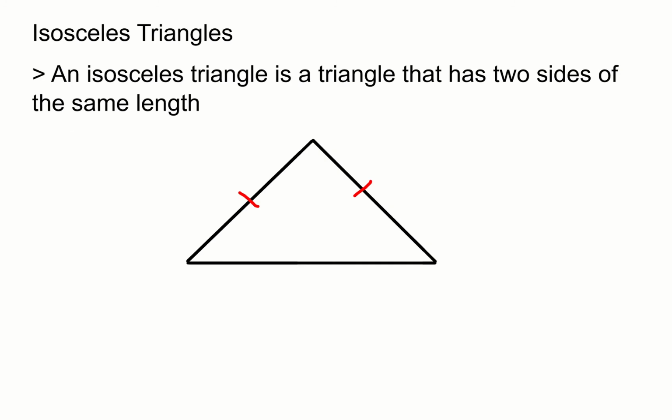An isosceles triangle is a triangle that has two sides that are the same length. So in the triangle below, notice that we're using the symbol here indicating that those two sides are congruent and they're the same length. And so this is an isosceles triangle. So these two sides are referred to as the legs. The bottom side here is referred to as the base.